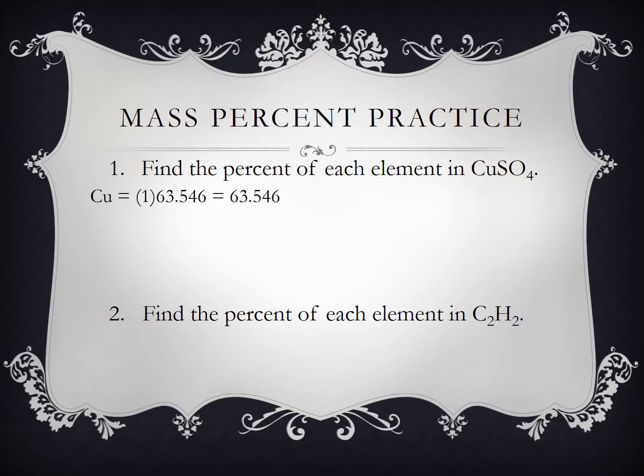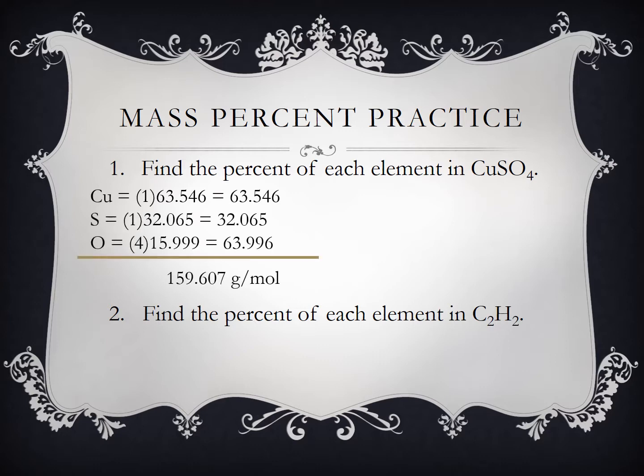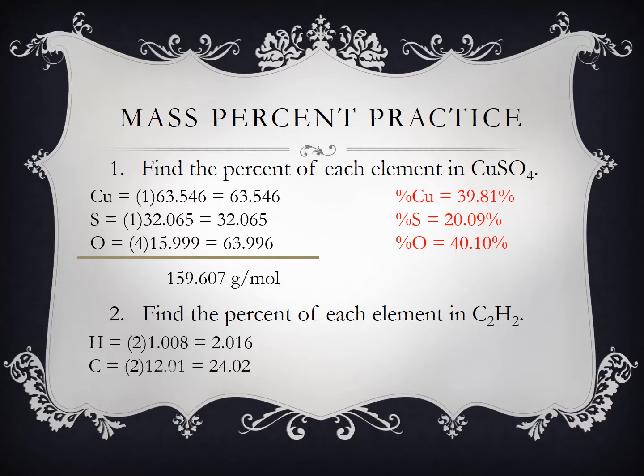So for copper, sulfur, and oxygen, the total molar mass is about 159 grams. So for copper, you should get 39.81, sulfur 20%, and oxygen 40%. So for number 2, there's 2 hydrogens and 2 carbons, a total molar mass of 26 grams. So the percent of hydrogen is going to be pretty low, 2 over 26, 7%, and then carbon is 92%.